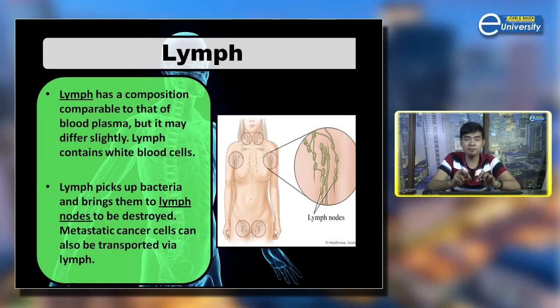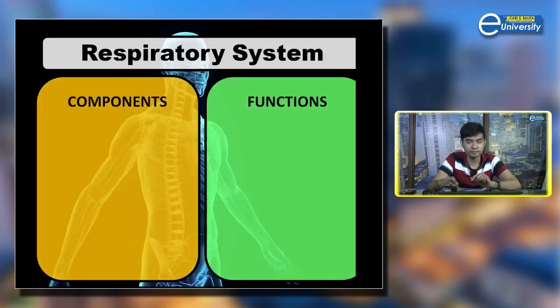And also, the lymph is responsible for protection against infection or invasion of microorganisms within our body, as lymph nodes release the lymph that picks up bacteria and brings them to the lymph node to be destroyed. So we are now done with the circulatory system.